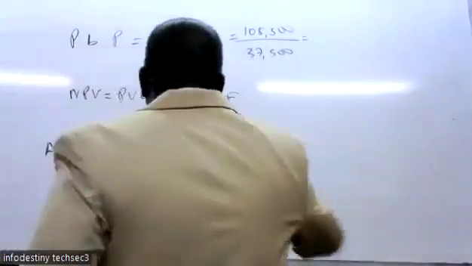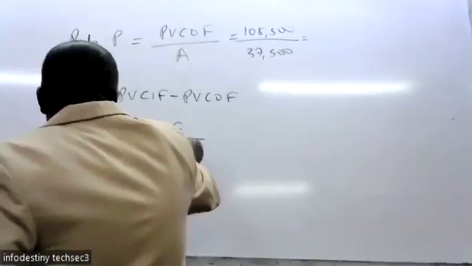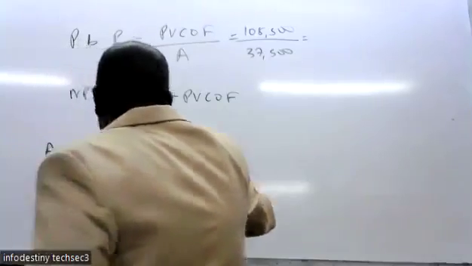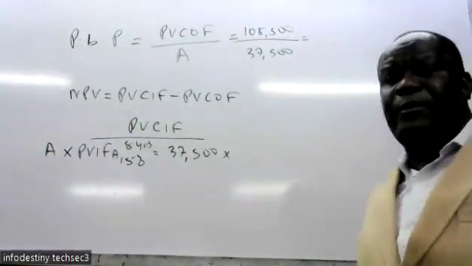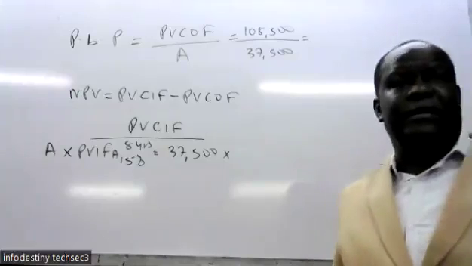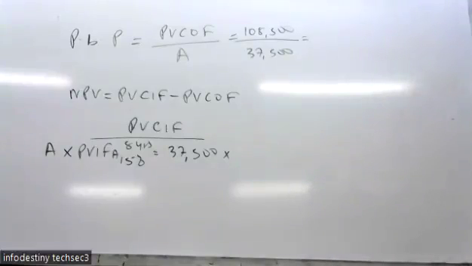So my annuity is the 37,500. Then I would like you to confirm from the second table: what will be 15% in year 8?